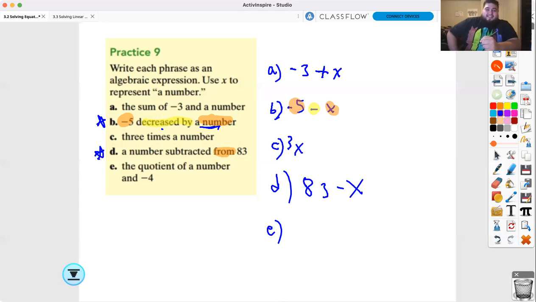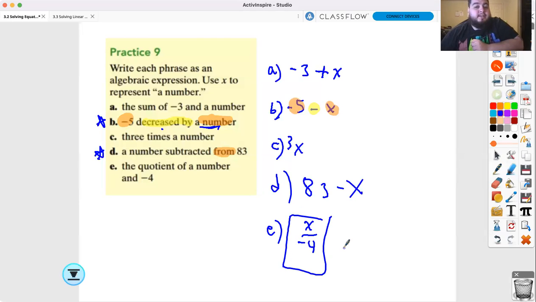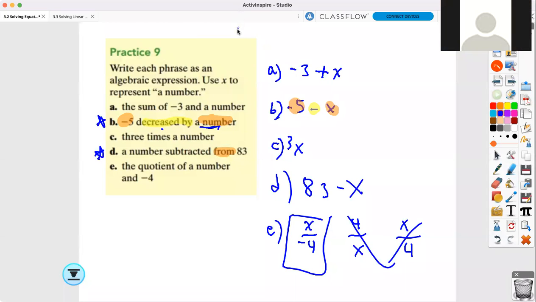And this happened twice. All right, E, the quotient of a number and -4. I had a couple students get it wrong last class yesterday, so X divided by -4. Excellent. Everyone good with E? Just because I had a few students get that wrong. A lot of students were doing 4 over X and X over 4. These are the answers that I was getting yesterday. So they were not it. So everyone good with E? Yes. Good. I believe it, Justin. All right, let's move on.